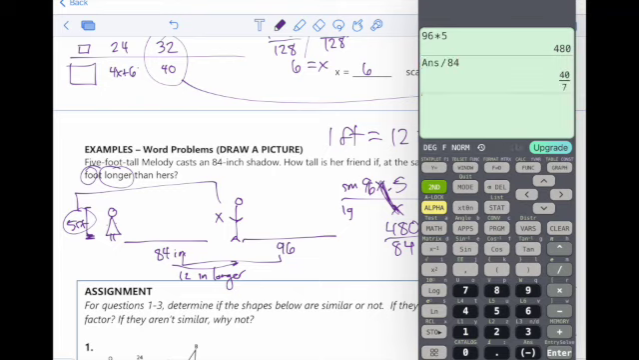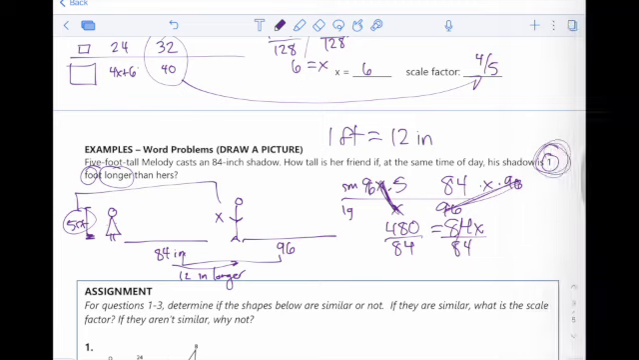Now it doesn't really make sense to me that this is in fractions, so I'm going to say 5.7 feet. That does not mean he's 5 feet 7 inches, guys. That's one of the biggest misconceptions. He's 5.7 feet. I'm not going to make you change it into feet and inches. That would just be mean.